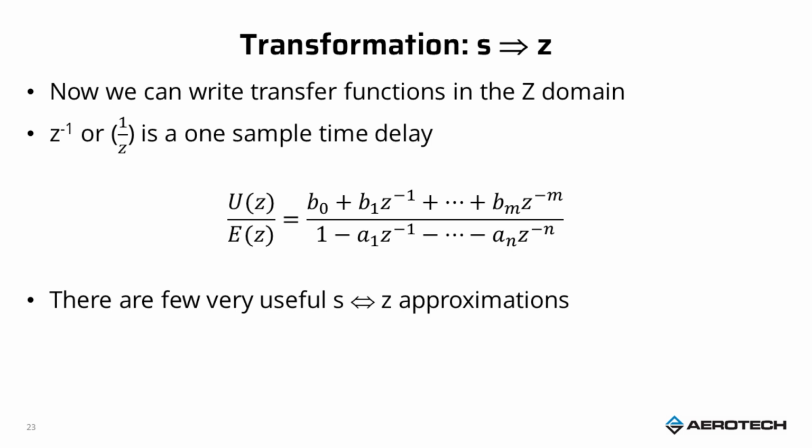When I do that, I'll end up with a transfer function that looks like this. U of Z over E of Z is equal to a set of coefficients B sub i and A sub i times Z to the minus 1, or Z to the minus 2, or Z to the minus M in the numerator, and 1 minus A1 Z to the minus 1 in the denominator. And Z to the minus 1, or 1 over Z, is just a sample time delay. So you can see there's a one-to-one correspondence between this transfer function and the actual equation that gets implemented in the controller. And so that makes it very useful and very easy to translate from one domain to the other.